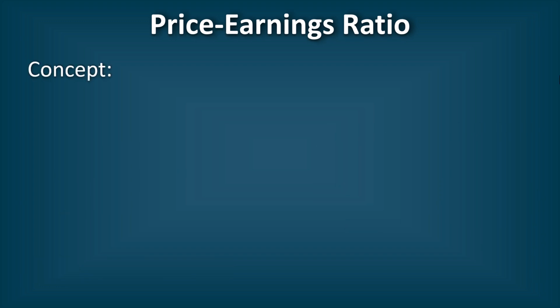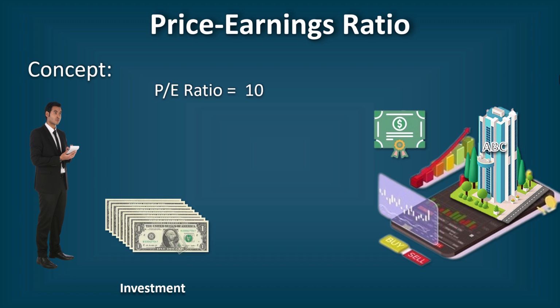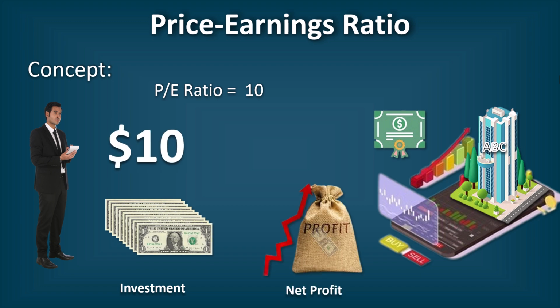Now let's learn the concept behind the ratio and what this value means. A PE ratio of 10 means that an investor needs to invest $10 to earn $1 of net profit from the company. In other words, the stock price is 10 times the company's annual earnings per share.